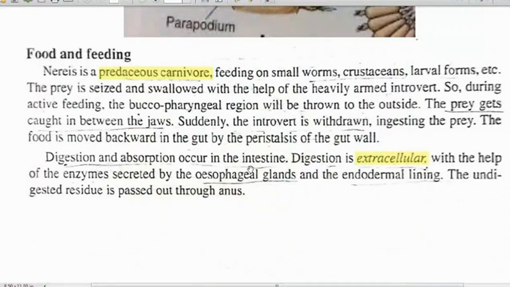The digestion is extracellular digestion, because the digestion occurs within the lumen of the alimentary canal with the help of the enzymes secreted by the esophageal glands. Thereby, it is said to be extracellular digestion. And after the digestion, the digested food materials are absorbed into the tissues.